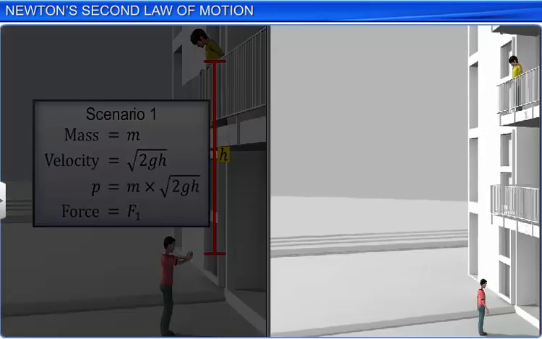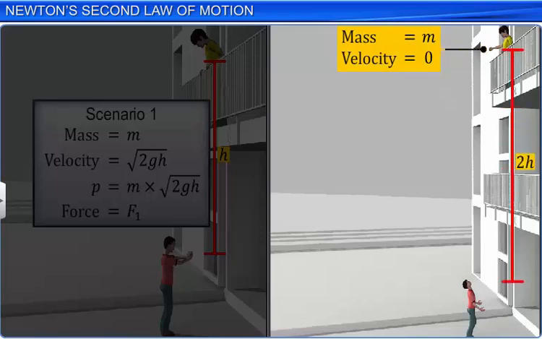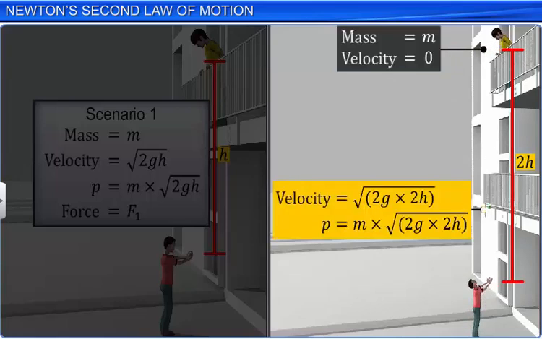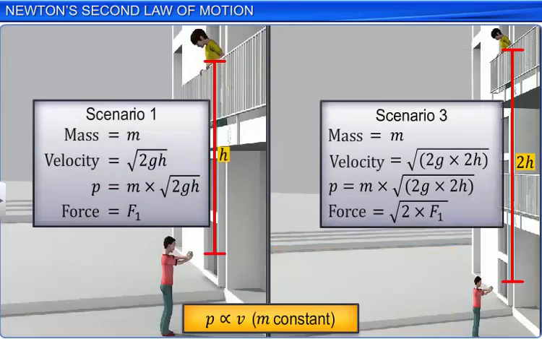In the same scenario, if a ball of mass m is dropped from the second-floor balcony from a height 2h, its velocity increases and therefore its momentum also increases. Consequently, more force is required to catch the ball. Here, the momentum increases due to an increase in velocity.